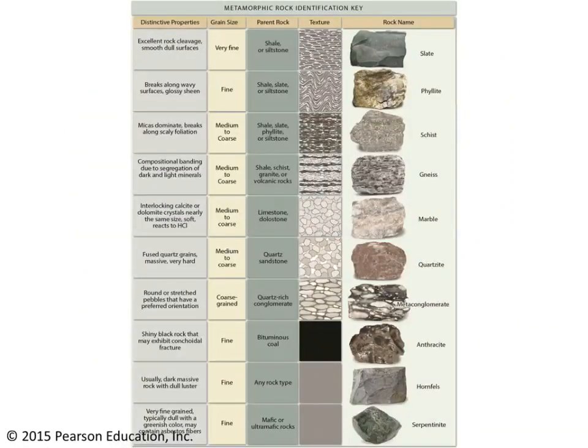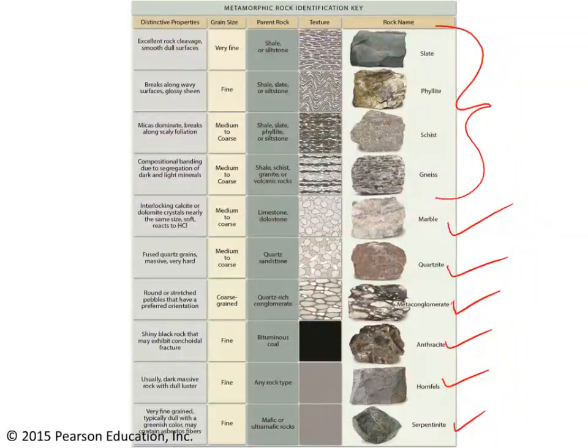Okay, with metamorphic rocks, the essential breakdown is going to be foliated or non-foliated. Examples of foliated metamorphic rocks are shown up here on the top. That's where there's an alignment of the mineral grains within it. Marble and quartzite, anthracite coal, hornfels, those are all nice examples of non-foliated metamorphic rocks. Metaconglomerate can be either foliated or non-foliated, and serpentinite is probably best classified as non-foliated as well.